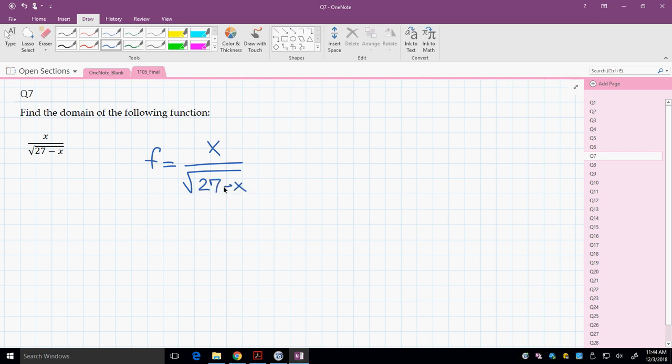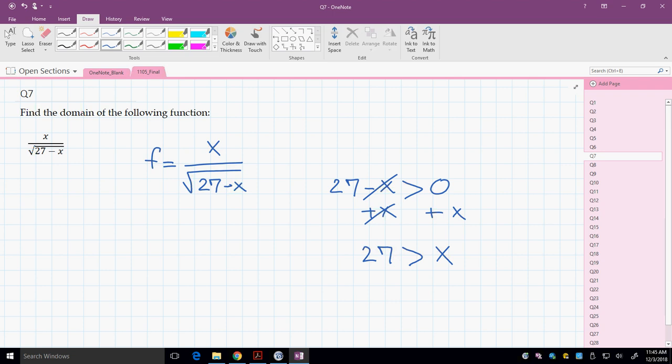In this case, we have 2 restrictions for the domain. Our denominator cannot be 0, but it cannot be a negative number either, because we cannot have negative numbers inside the square root. So we're going to take the inside of the square root, which is our denominator, and set it greater than 0. It cannot be equal to 0 because 0 will make the fraction undefined. So we're going to solve for x by adding x to both sides of the equal sign. Why am I adding x and not moving the 27 to the other side? Because I want to keep my x positive. So 27 is greater than x.